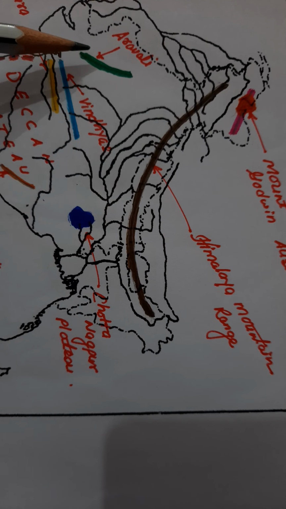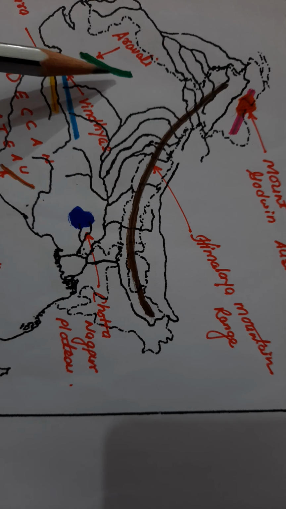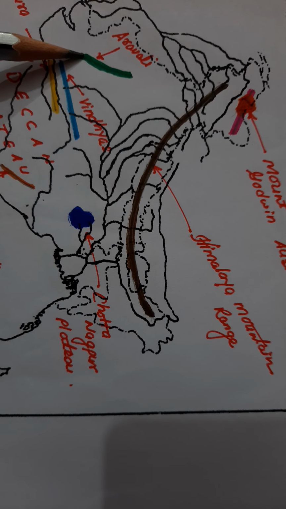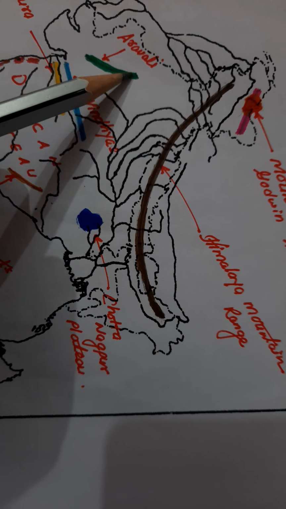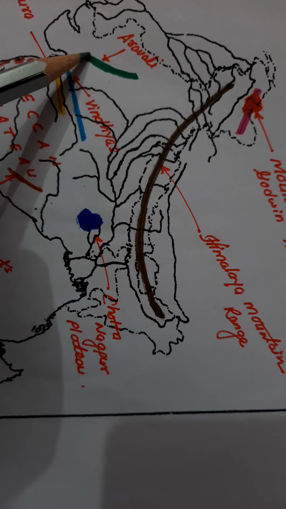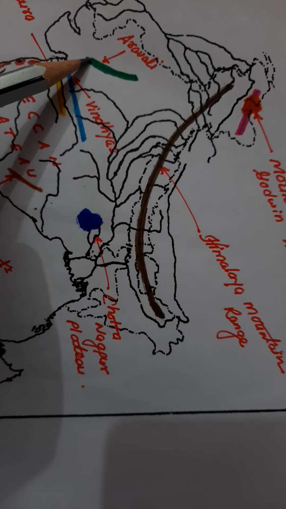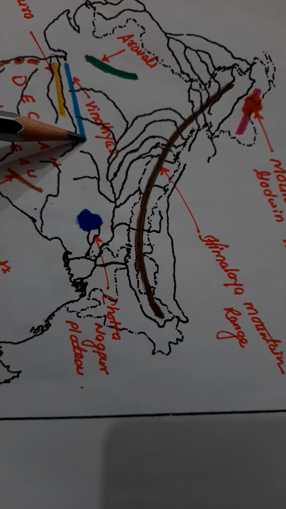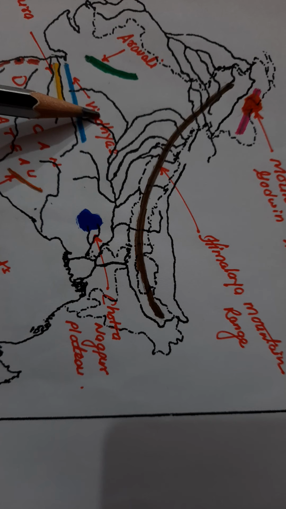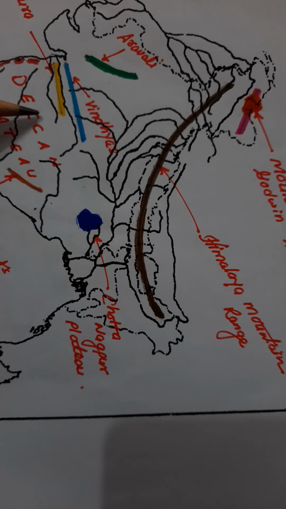Now next is the Aravali. As you can see, these are the Aravali Hills in Rajasthan, which run parallel to the southwest monsoon. The Aravali Hills have a slightly concave shape. Then next you can see Vindhyachal. This is the mountain range which divides India into North India and South India. It is also called the Vindhyas.